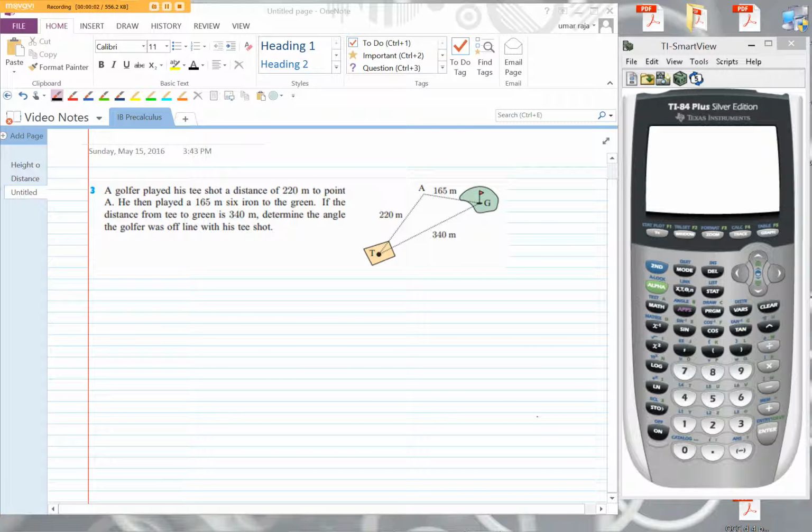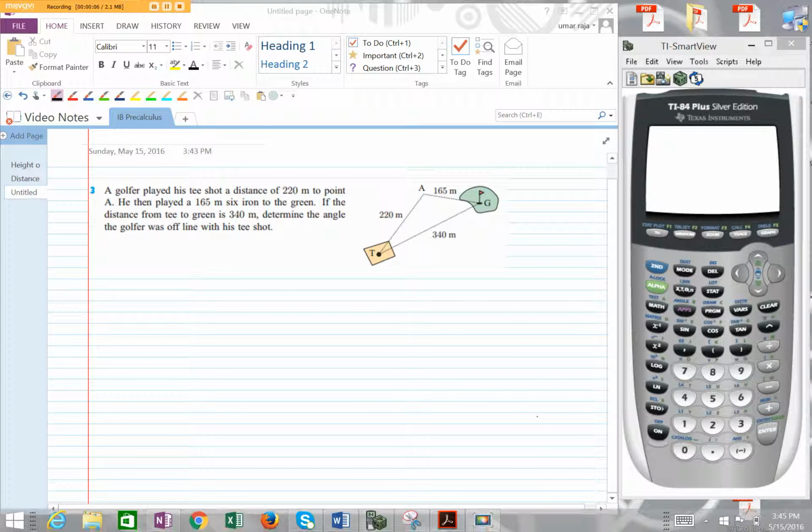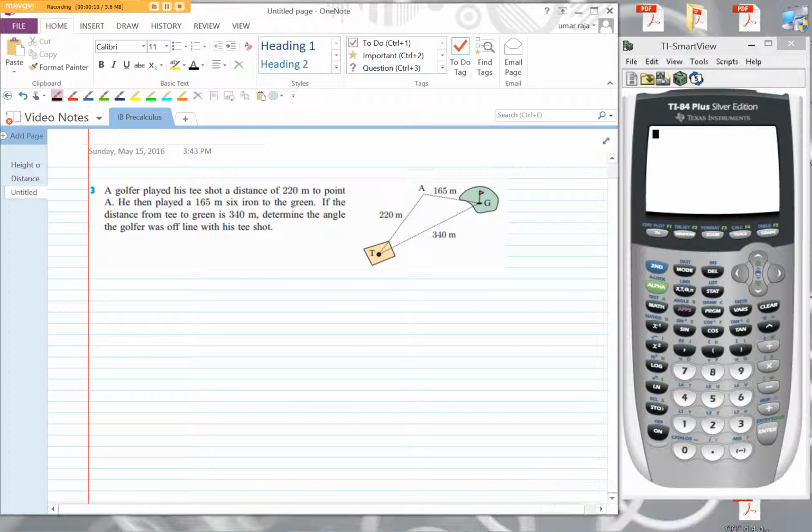Alright guys, so in this problem they want us to solve for the angle that the golfer was offline with his tee shot. The dimensions that they gave you in this are 220 meters, 165 meters, and 340 meters. So how do you actually go about solving for this?